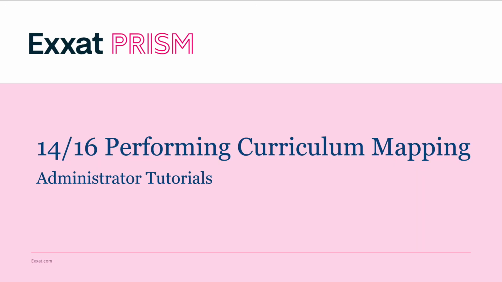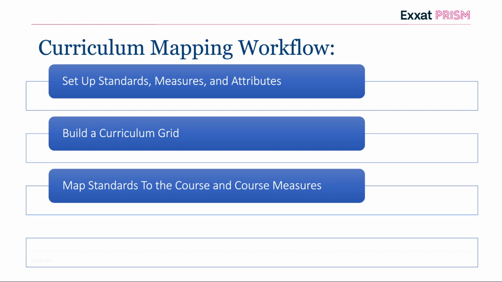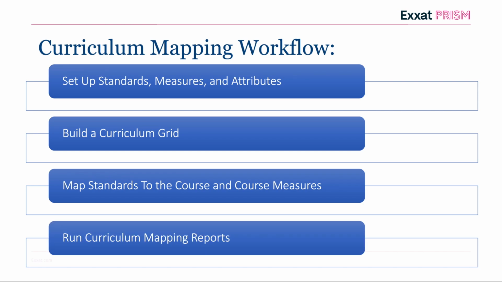Curriculum mapping is our solution to the complex problem of ensuring your courses meet accreditation standards. We offer the ability to track the content of courses across multiple levels using course measures, standards, attributes, and tags. Once curriculum mapping is configured, you will be able to run numerous reports to aggregate this data and present it to your accreditation body. In this tutorial, we will cover how to first set up standards, measures, and attributes, build a curriculum grid, perform curriculum mapping, and run curriculum mapping reports.